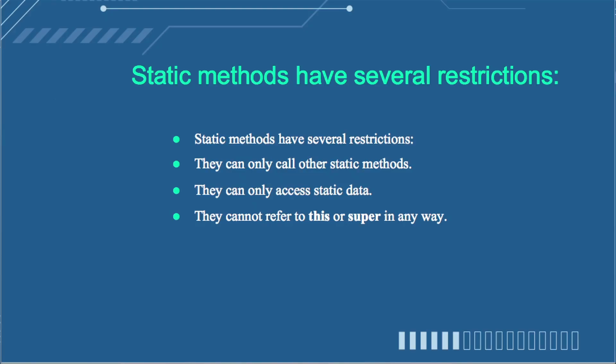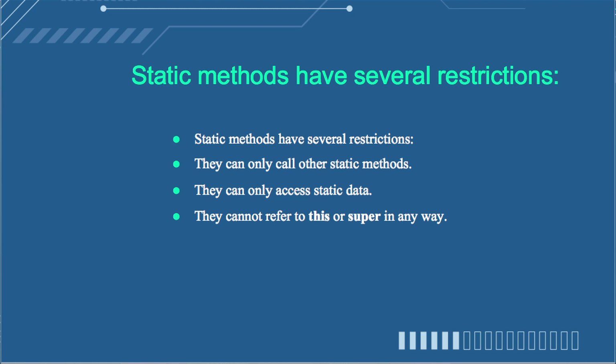So learners, you have to note that static methods are called using the class name. In fact, no object has been created for use. Static methods have several restrictions. Number one, they can only call other static methods. Number two, they can only access static data. Number three, they cannot refer to this or super in any way.